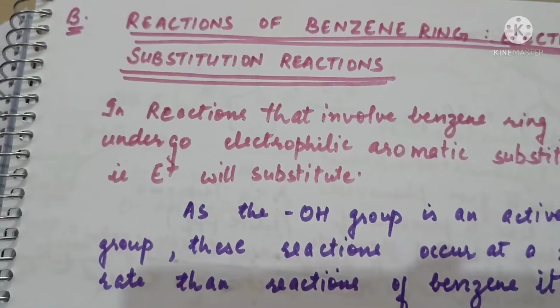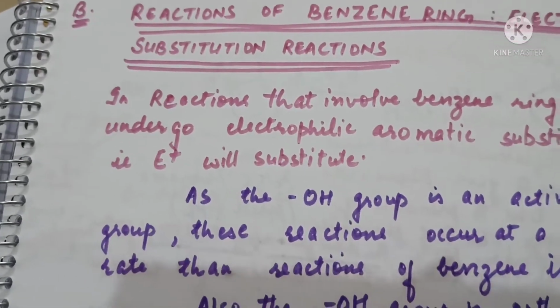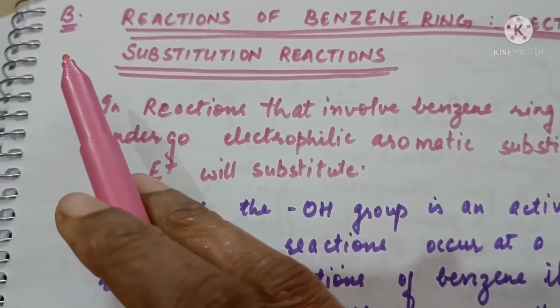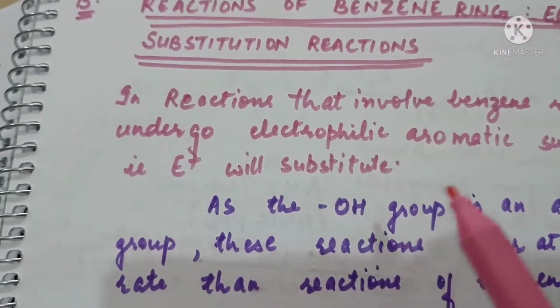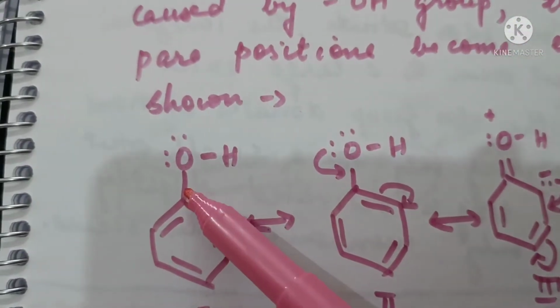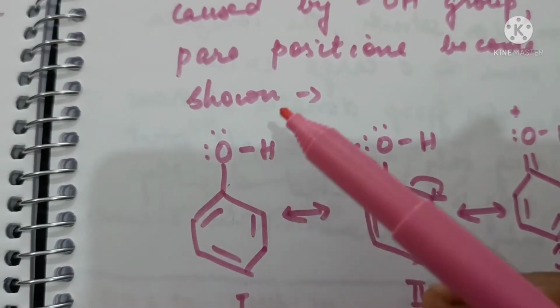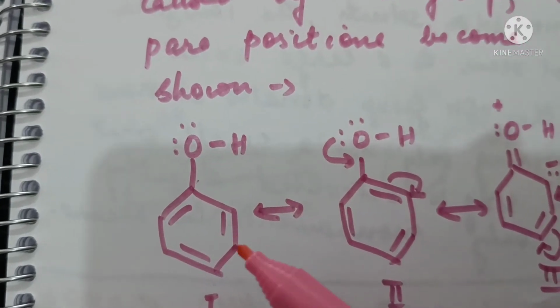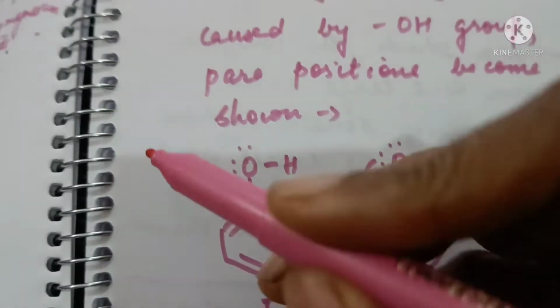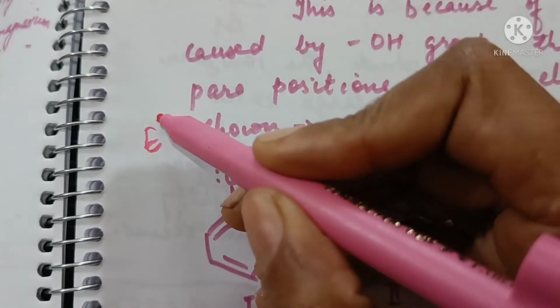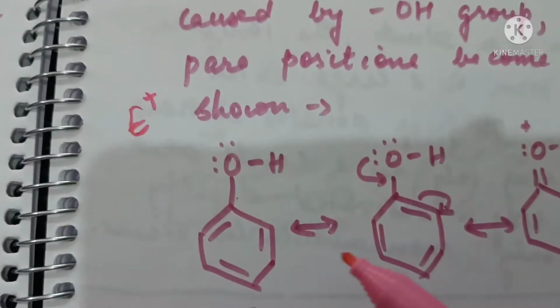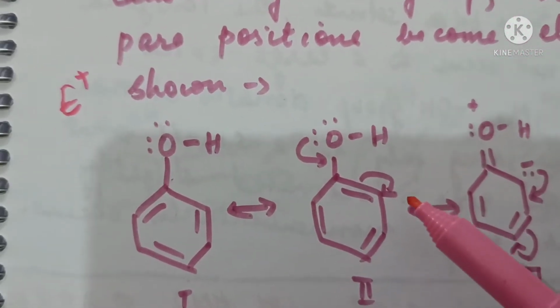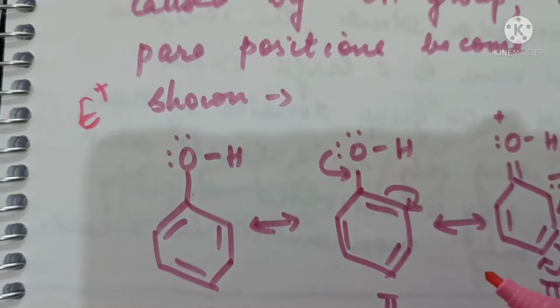Today we'll be doing the remaining chemical properties of phenols. The category B is reactions of benzene ring, electrophilic substitution reactions. So when the reactions of the benzene ring of phenol are involved, the reactions that take place are electrophilic substitution. That is, a positively charged electron seeking attacking reagent will attack the electron rich site of the benzene ring.